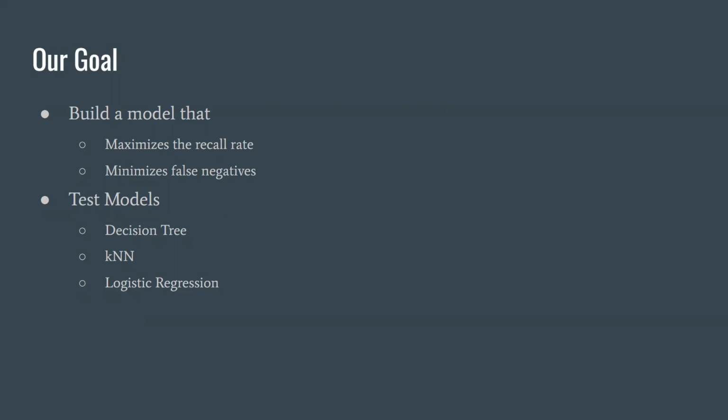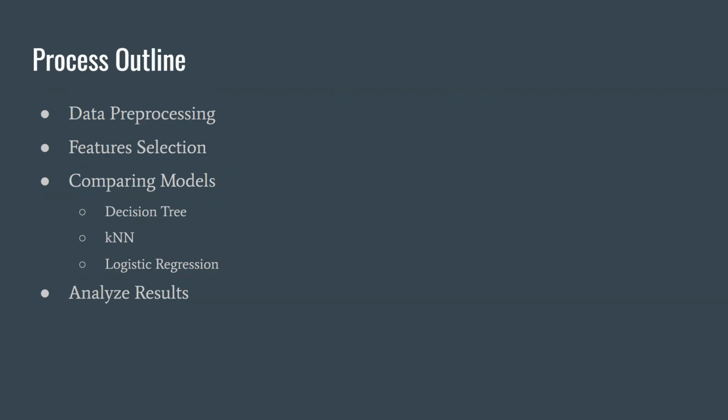Our goal is to maximize the recall rate because false negatives are costly in our case. For our project, we will test out different models like decision tree, KNN, and logistic regression, and refine the models with the best results. Our process outline includes data preprocessing, feature selection, comparing models, and analyzing results. Since our problem is a classification problem, we use the 3 classification models.